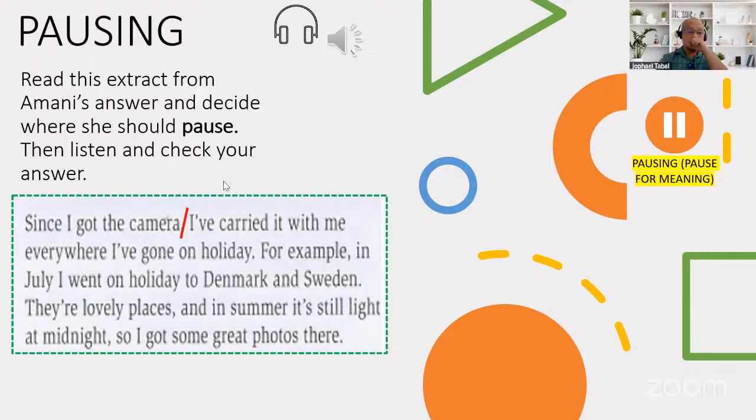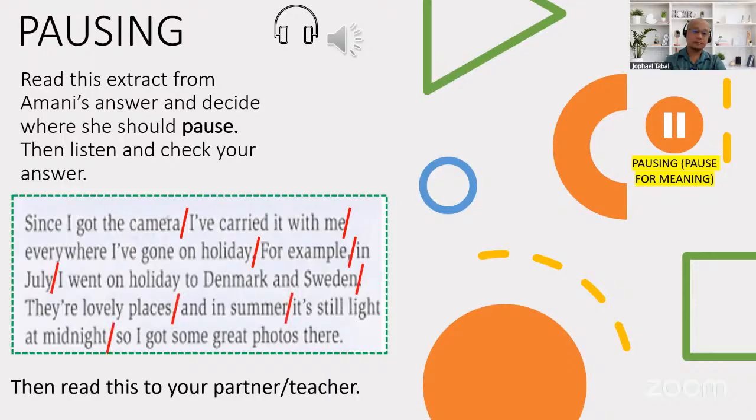Since I got the camera, I've carried it with me everywhere I've gone on holiday. For example, in July, I went on holiday to Denmark and Sweden. They're lovely places, and in summer, it's still light at midnight, so I got some great photos there.